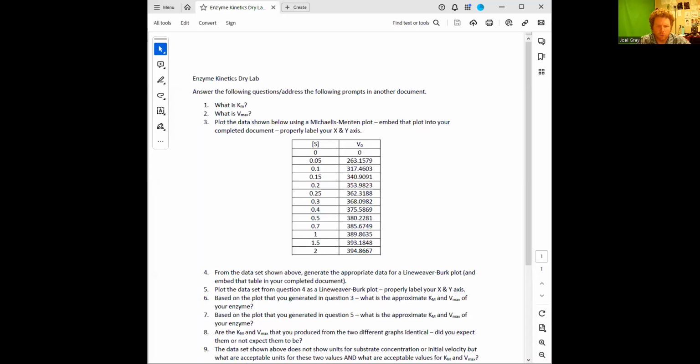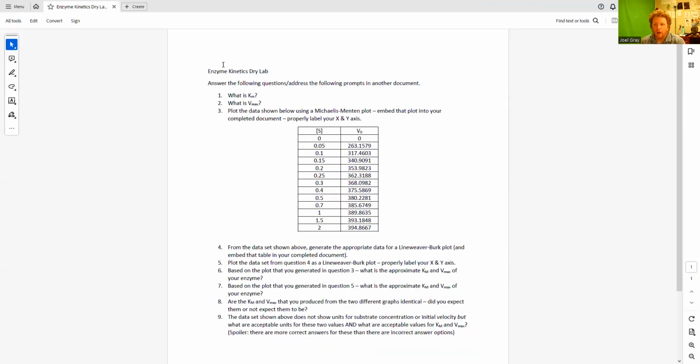Okay, so the first thing that I'm going to do is share the worksheet. So this is it. This is your enzyme kinetics dry lab. Now I say this just because there's going to be a wet lab where you determine the kinetic parameters of your enzyme a little bit later on in the semester. But I decided to do this now so that you have a little bit of experience and you have the chance to recall or ask questions about enzyme analysis.